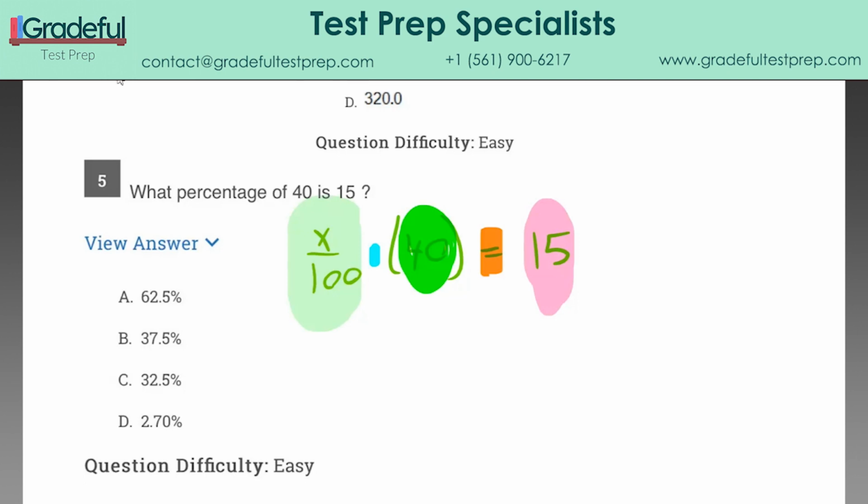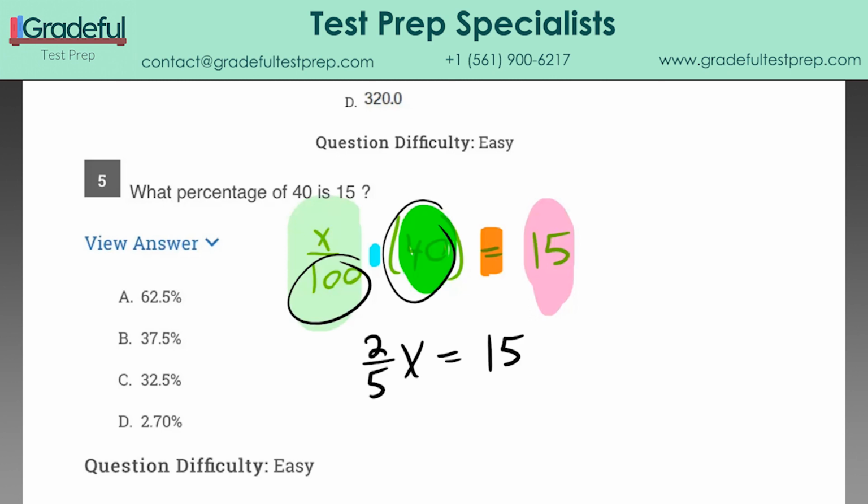So simplifying the 40 on the top and 100 on the bottom, that's 40 over 100, which is the same as 4 over 10, which is also the same as 2 over 5. So we can rewrite this as 2/5 x equals 15.